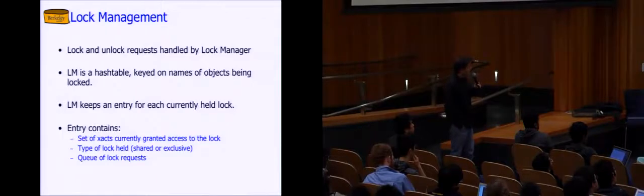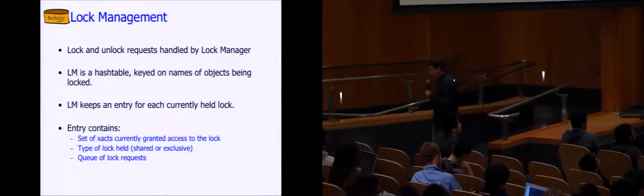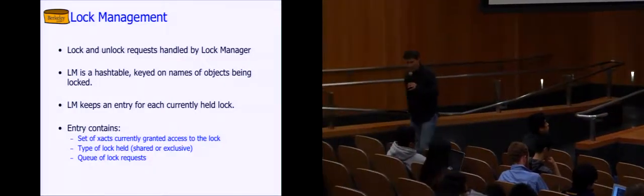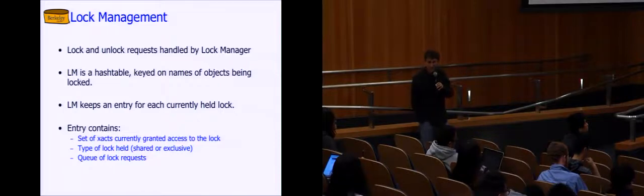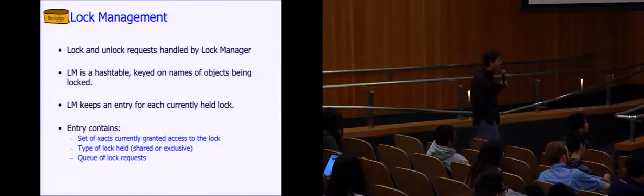All right? And the lock manager is going to keep an entry for each currently held lock. So if you lock something called B, there will be an entry for B. All right? The lock manager doesn't need to know what the names of all the things are in advance. It's just a hash table. All right? So if you define a new data item in the database, we could lock that too.